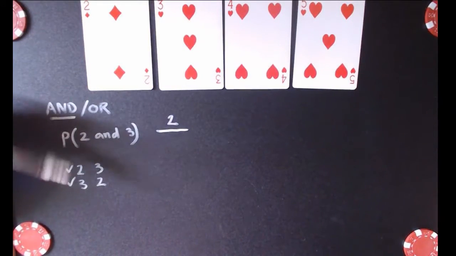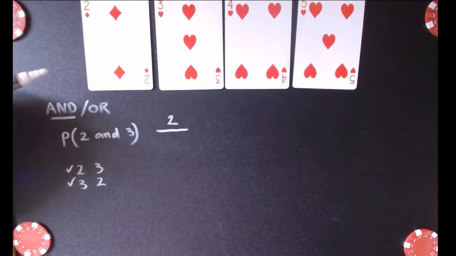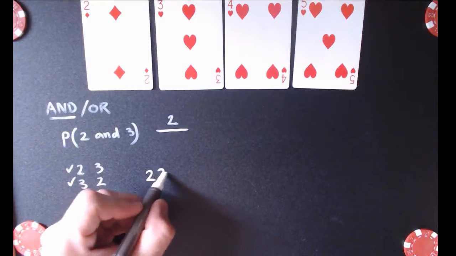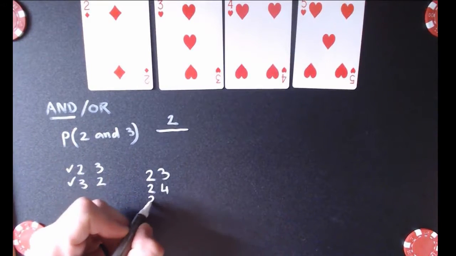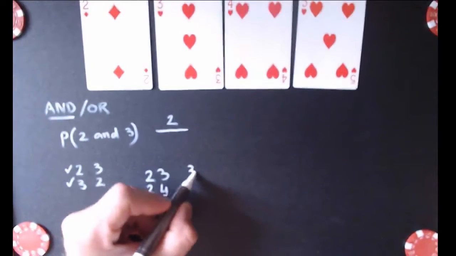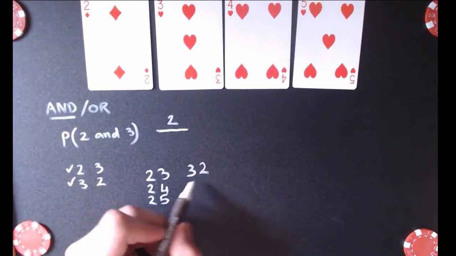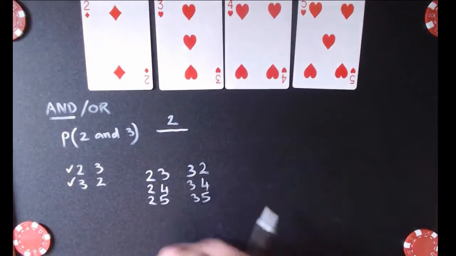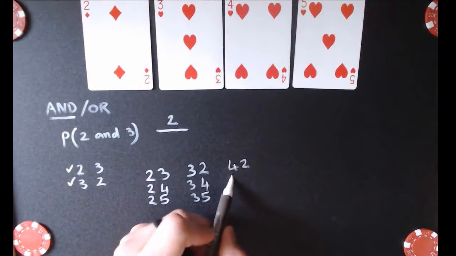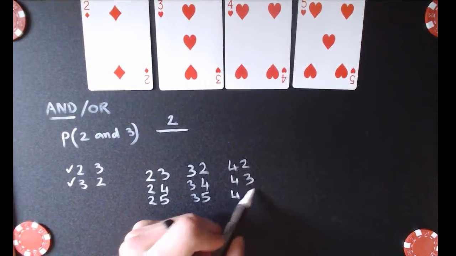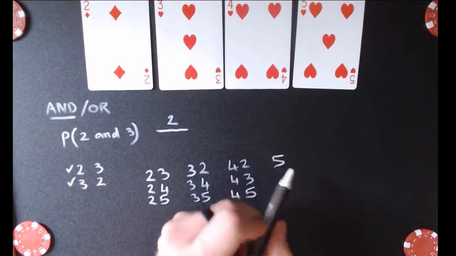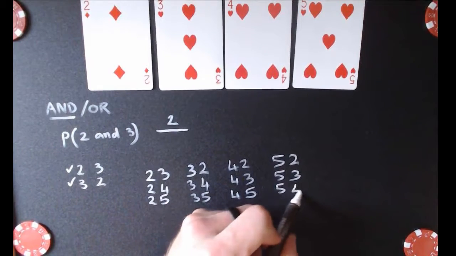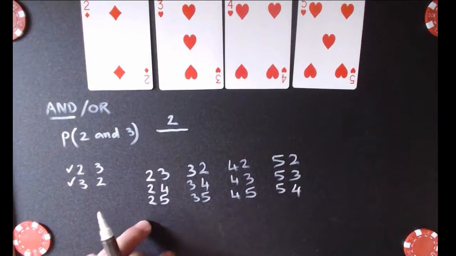Now I need to think about how many combinations can I have with 4 numbers. So if we just write them all out, start with I get a 2, I can have 2, 3, 2, 4, 2, 5. If I drew a 3 as the first card, I can have 3, 2, 3, 4, and 3, 5. If I drew the 4, I would have 4, 2, 4, 3, 4, 5. And lastly, if I drew the 5, I would have 5, 2, 5, 3, and 5, 4. So these are all the possible combinations.